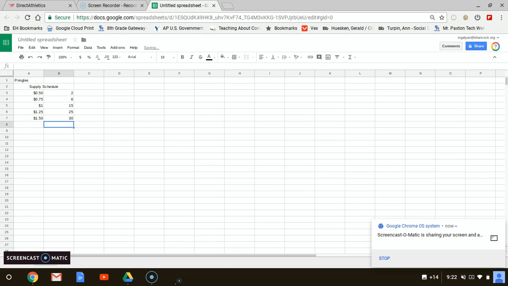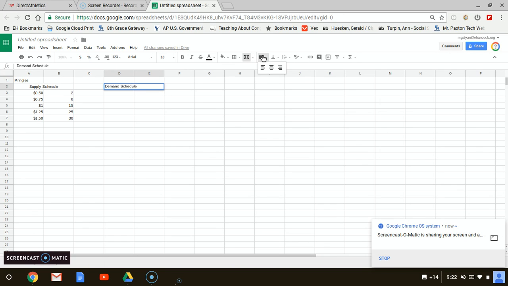I didn't find these numbers anywhere in particular. I just kind of went with something. I just pulled these numbers out of thin air. They don't actually really belong anywhere. It's not like I had to do any calculations to find them. Now, we have our supply schedule done. Now what we're going to do is we're going to make a demand schedule.